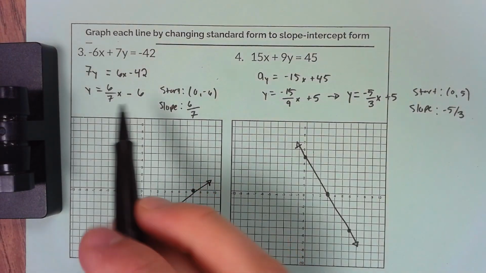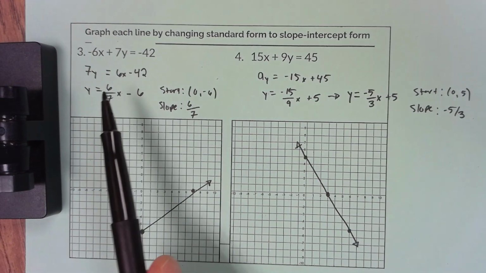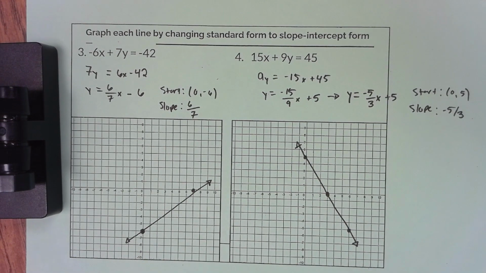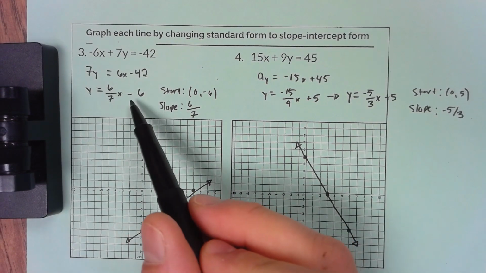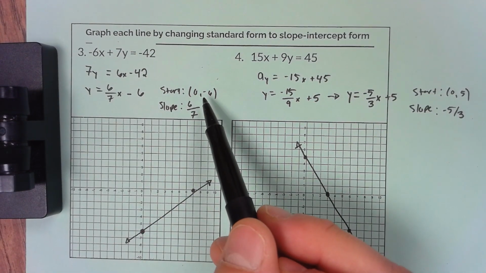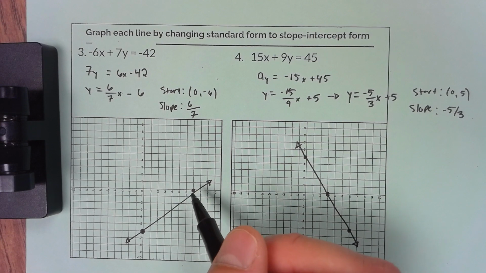Let's start with number 3 here. So getting y by itself. First, I'm adding 6x and then dividing every single term by 7. Nothing needs to be reduced down here. Our slope just ends up being 6/7. The y-intercept ends up being 0, -6. My first point is down 6 here. And then using a slope of 6/7, we're really only able to plot 1 point on this graph.